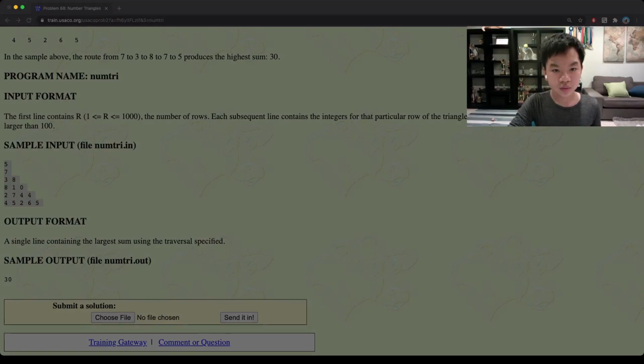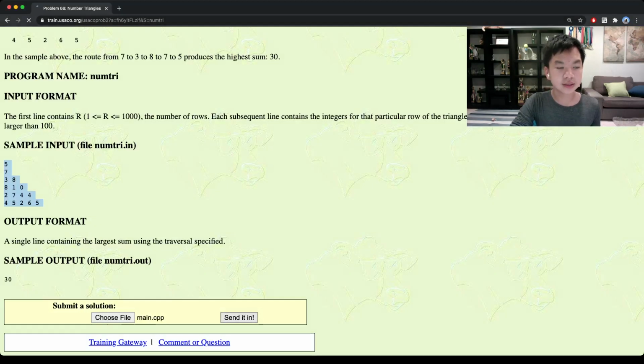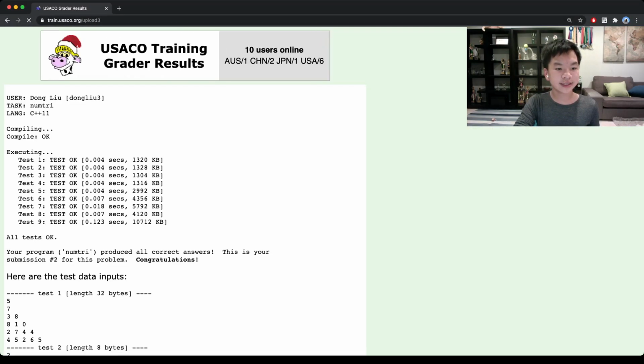Okay, so this is number triangles. Let's go. And looks like that is right.